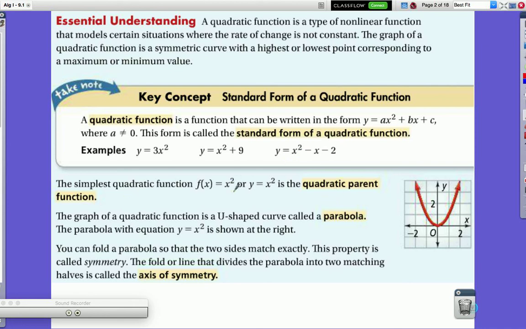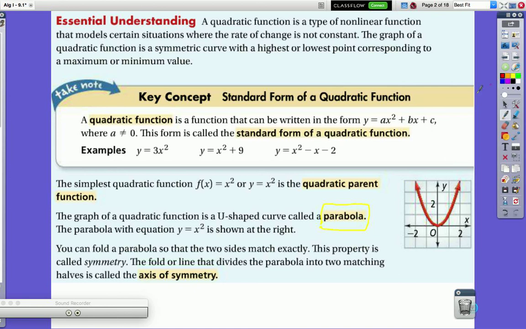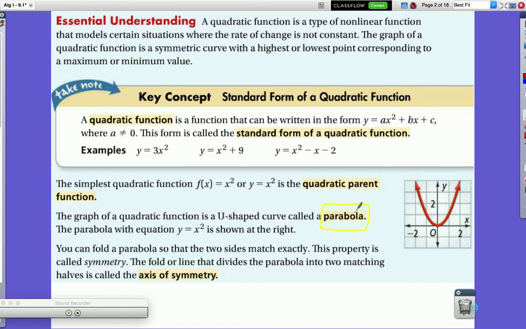That's the most basic graph there is, just y equals x squared. The graph is right here. We will look at them more when we graph. Something you should know, very, very important, is this right here: a parabola. A parabola is a U-shaped curve. It's the graph of a quadratic.